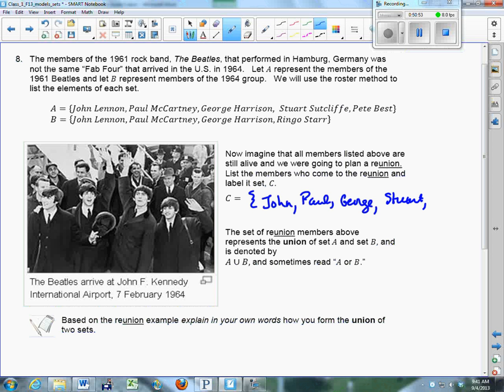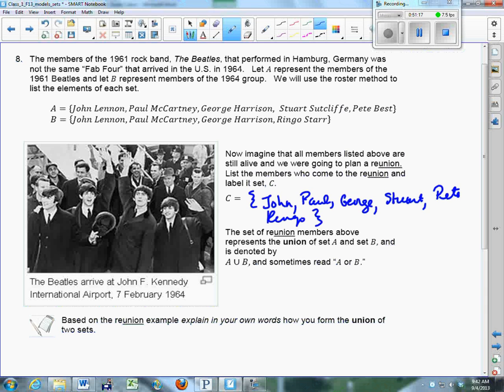Okay. So notice what I did. Is anybody reading Moonwalking with Einstein? It's a memory book. That's another one you might be interested in. The set of reunion members. Reunion. Notice what I did? Union, right? That's a little memory trick. How do you remember union? Think about a reunion. It represents the union of two sets. This is the mathematical way to do it, with a U. It's read set A or set B.